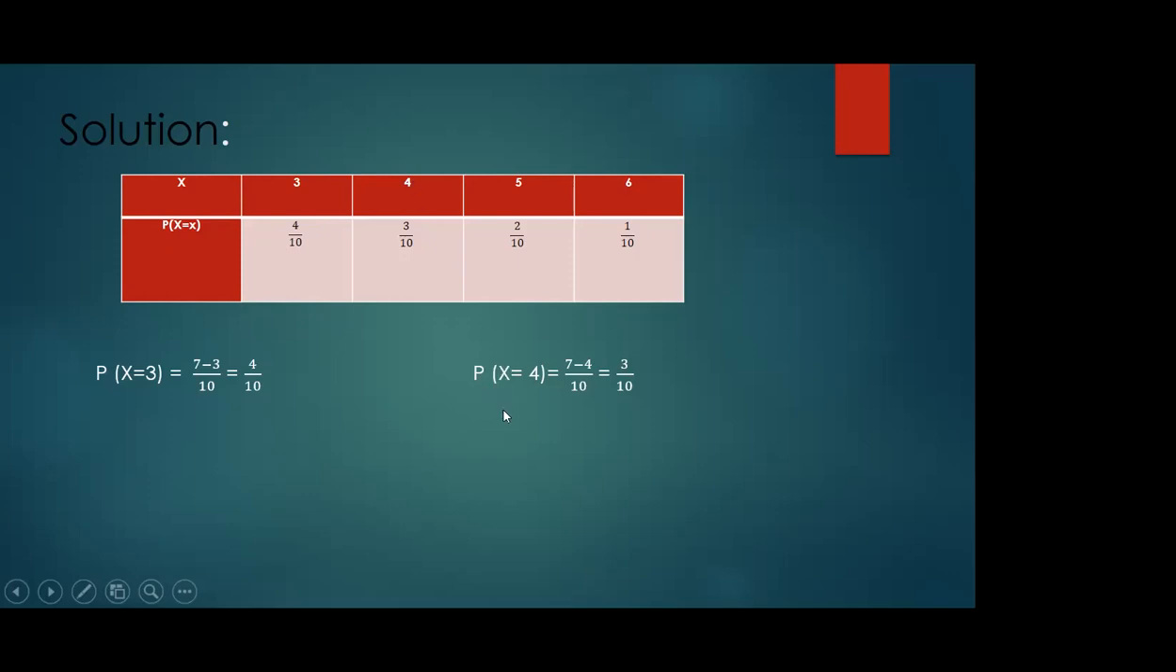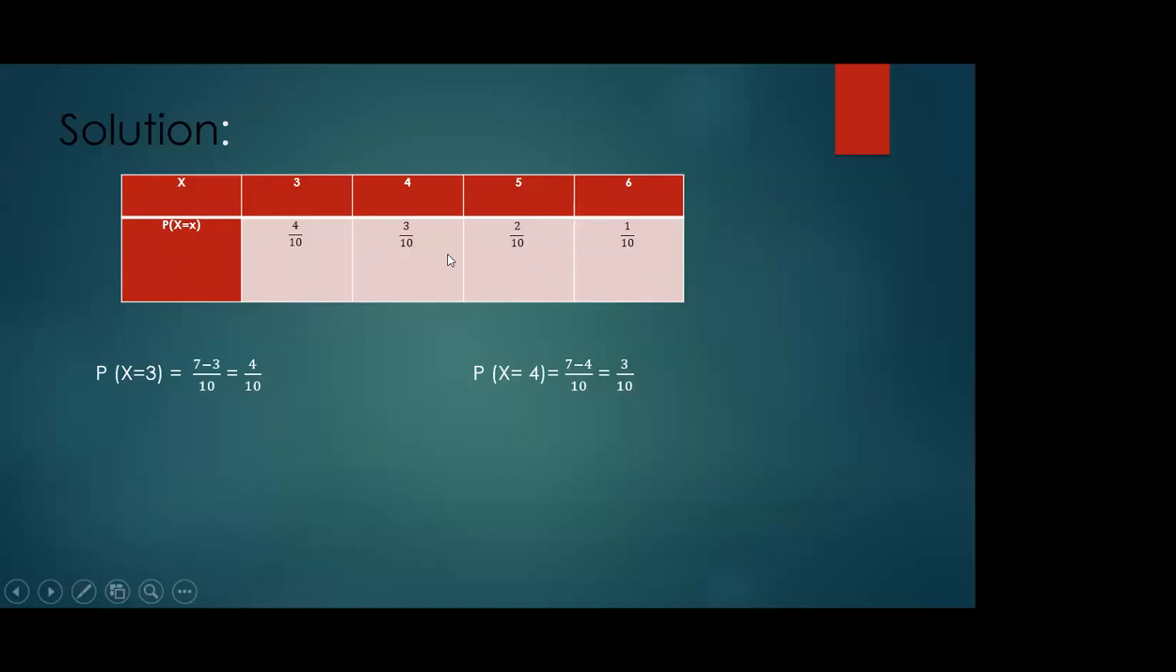Then the probability when x is equal to 4, again, we're just substituting the values of x into our formula. We get 7 minus 4 divided by 10, which is equal to 3 divided by 10. So the probability of x equals 4 is equal to 3 divided by 10, or 0.3.